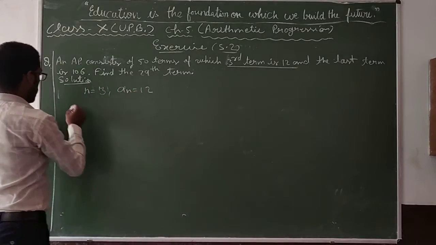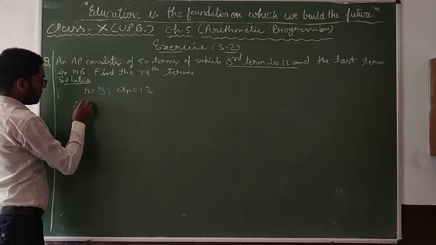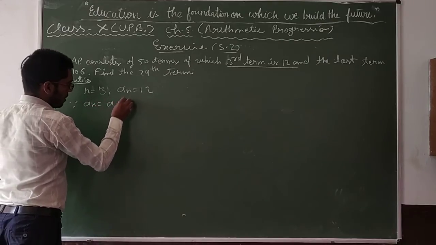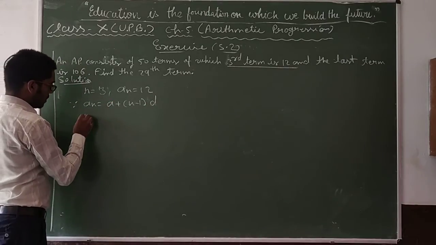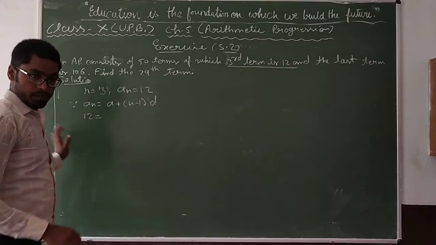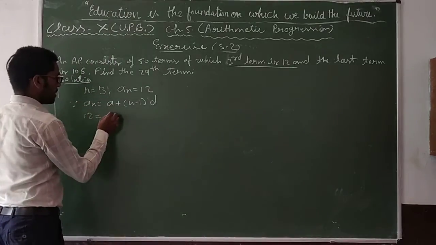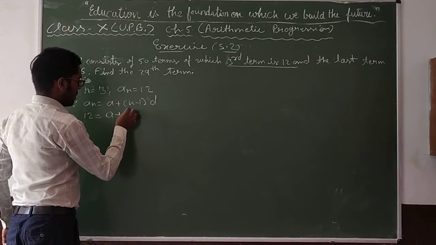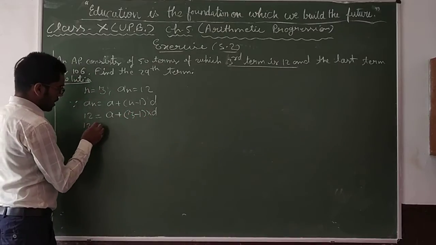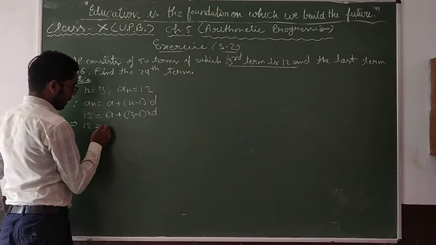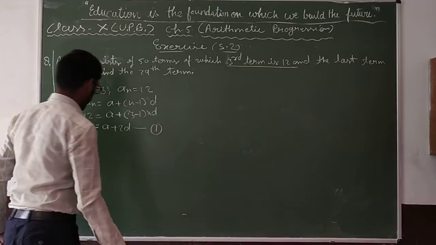So with the help of the formula, an is equal to a plus n minus 1 into d. an is equal to 12 is equal to a, which is not given, plus n, which is 3, minus 1 into the common difference d. 12 is equal to a plus 3 minus 1, which is 2d. This is the first equation.